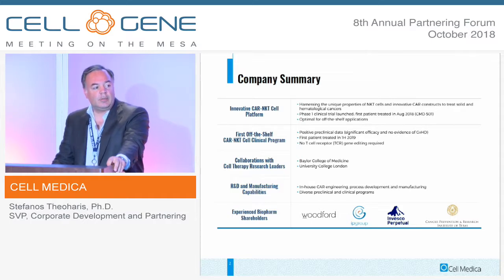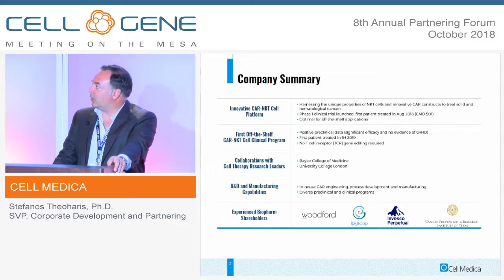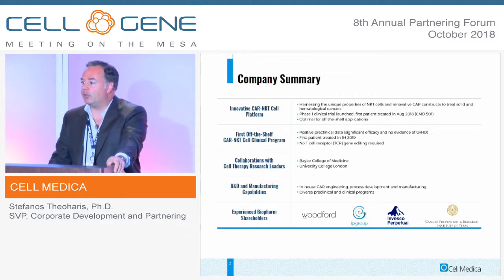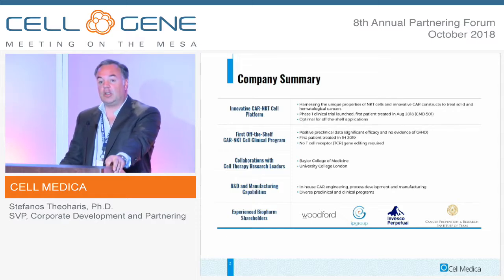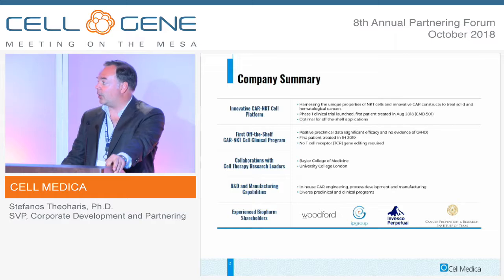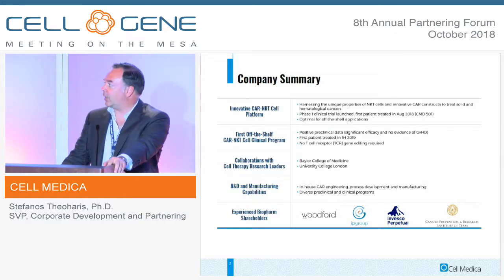CAR-NKT is really the platform that we've developed at Medica in collaboration with our partners at Baylor College of Medicine. It is really based on some unique characteristics that NKT cells have compared to some of the other T cells that are being used. We've actually started treating patients already, so our first CAR-NKT product is already in the clinic. I'll talk to you a little bit about that in the slides that are coming up.